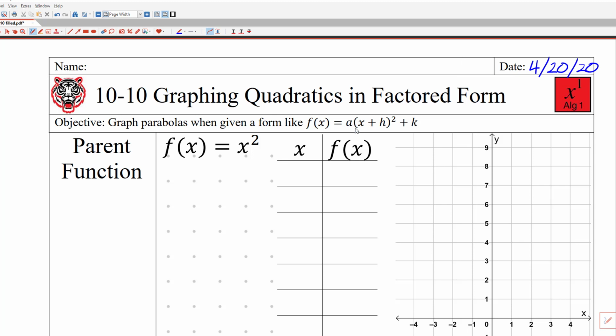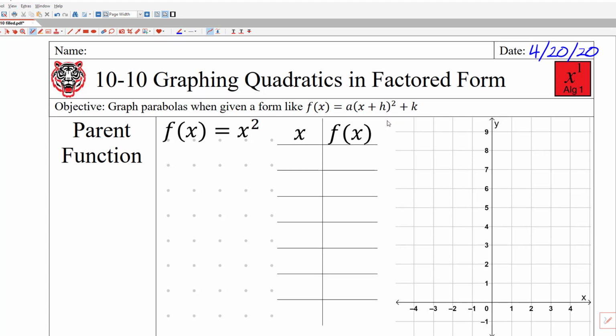it looks like a times the quantity of x plus h quantity squared plus k. So if it looks like that, this is your lesson.